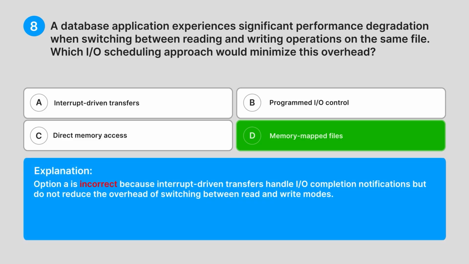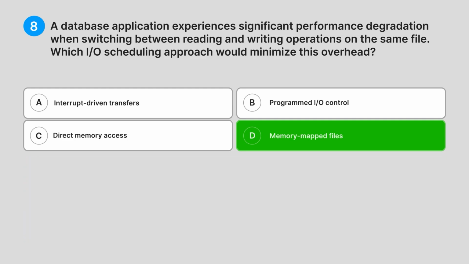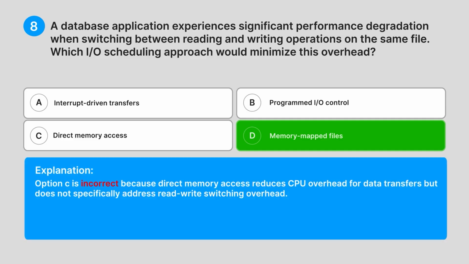Option A is incorrect because interrupt-driven transfers handle I/O completion notifications, but do not reduce the overhead of switching between read and write modes. Option B is incorrect because programmed I/O requires CPU involvement for every data transfer, actually increasing overhead rather than reducing it. Option C is incorrect because direct memory access reduces CPU overhead for data transfers but does not specifically address read-write switching overhead.